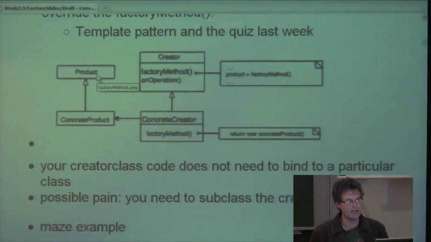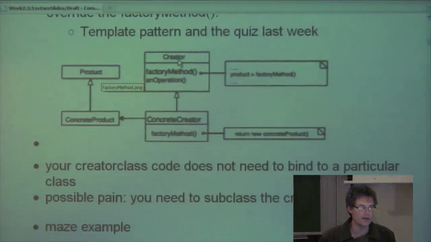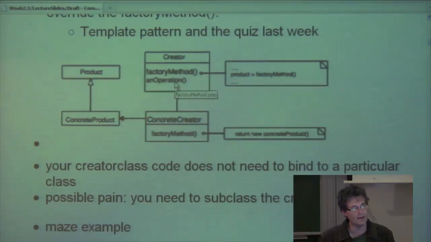So we've got the product that we need. The things on the top here are the abstract things. And you've got something that creates the product. It has a factory method and some other operation. And this line I think is going the wrong way. And then here's some actual code that tells you a possible implementation of it. And this is actually an implementation of an operation.